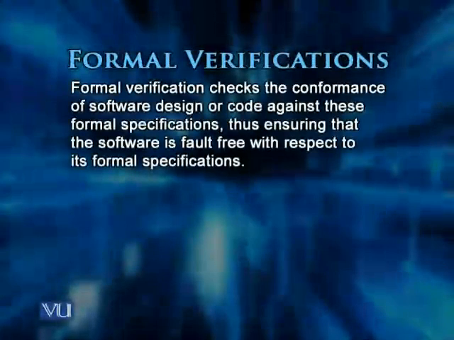If this is done, then we can eliminate all those accidental fault injections that come into play when multiple interpretations are possible. Remember our discussion about errors of clarity and ambiguity. These errors are eliminated by using formal specifications. And formal verifications check the conformance of software design or code against these formal specifications.